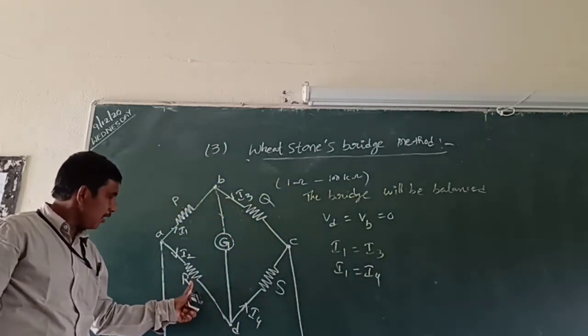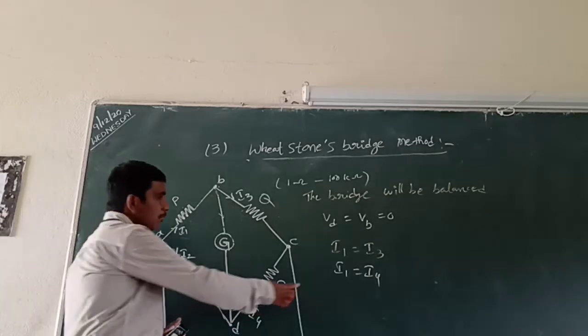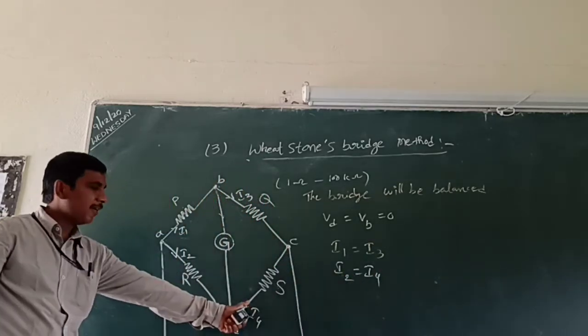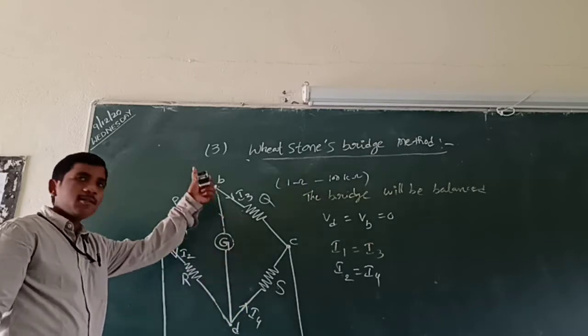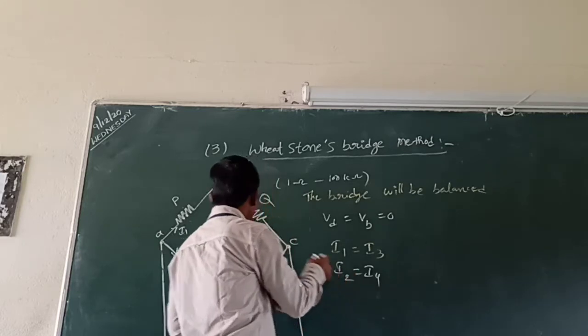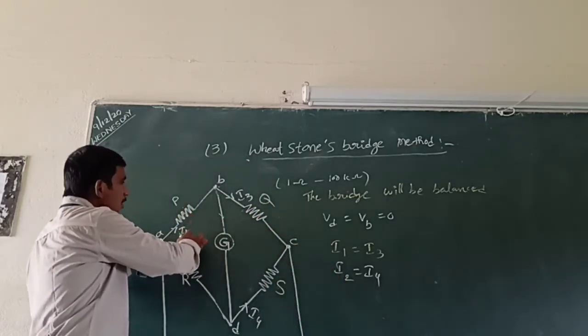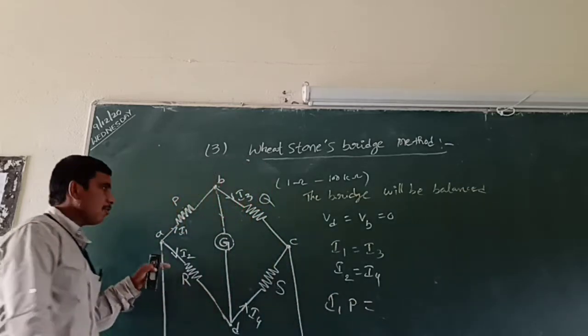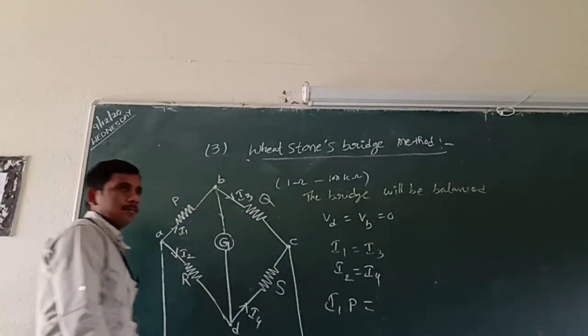Now, currents I1, I2. If current I2 equal to I4, there is no current in the galvanometer. The bridge balancing conditions will be like this. Or the drop I1P equal to I2R.